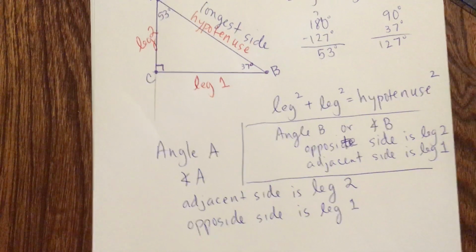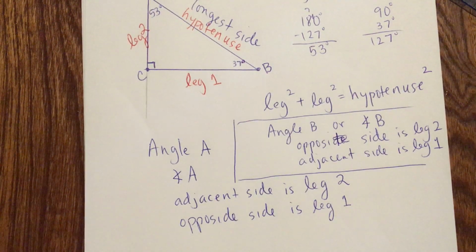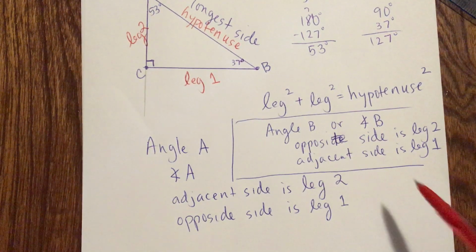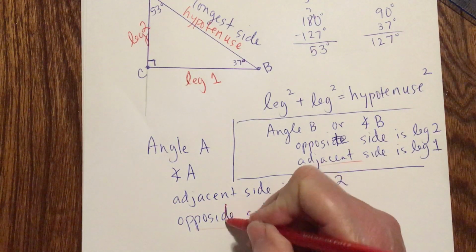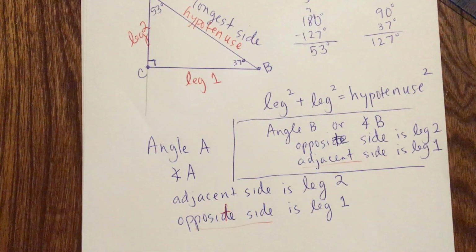So if I'm talking about trig ratios, where I need to know opposite, adjacent, hypotenuse, the opposite and the adjacent are going to change according to what angle you're looking at.